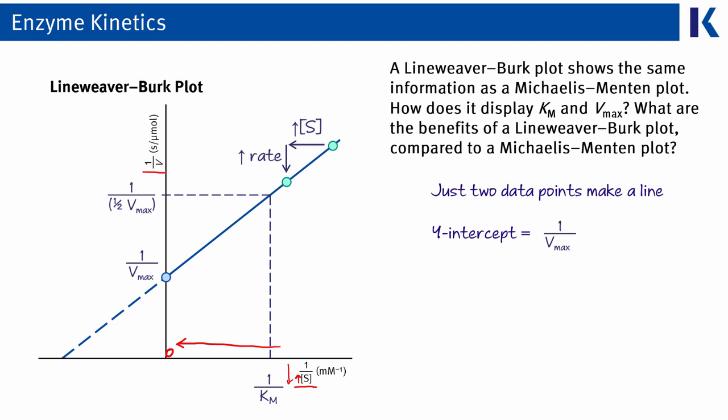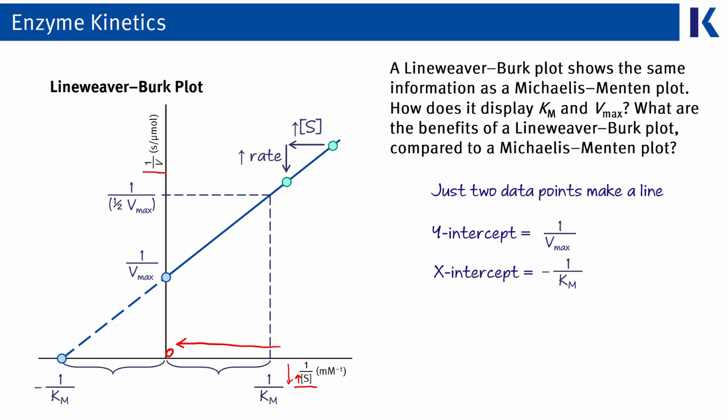The location of this 1 over Km value might seem kind of arbitrary, but there's a really cool trick for this. It has to do with observing the fact that the distance from the 1 over Km value to the y-axis is exactly the same as the distance from the y-axis to the x-intercept. So it turns out that on a Lineweaver-Burk plot, the x-intercept is the -1/Km value.